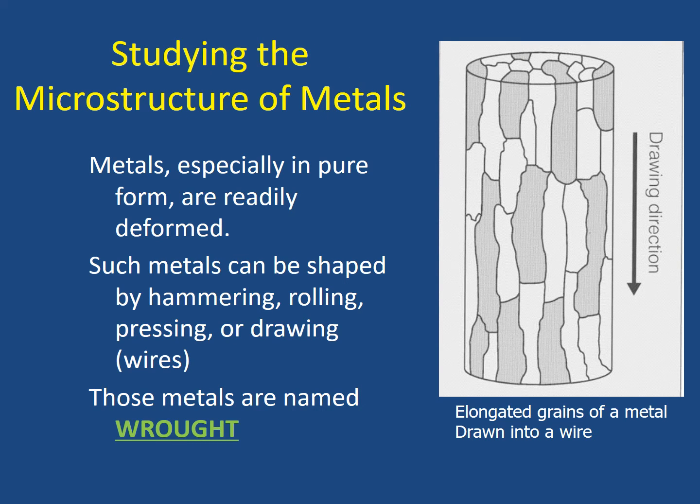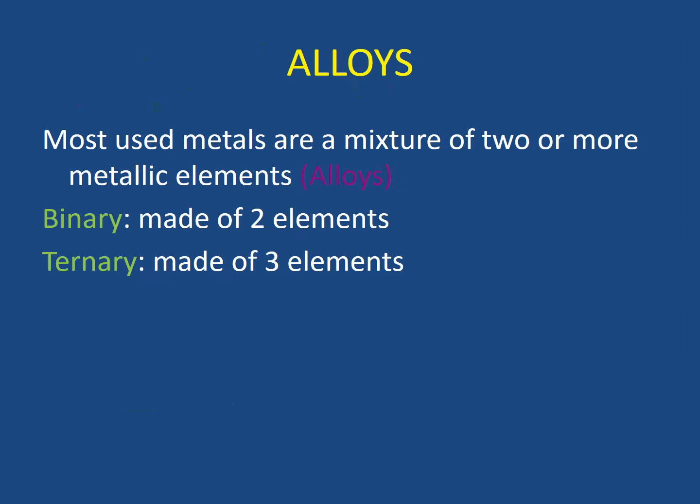Deformation of metal is known as wrought. It's when they are deformed by hammering, rolling, pressing, or drawing. Fusion of elements above their melting temperature, producing a mixture of two or more elements, is known as alloys. We have a binary alloy made of two elements and a ternary alloy made of three elements.